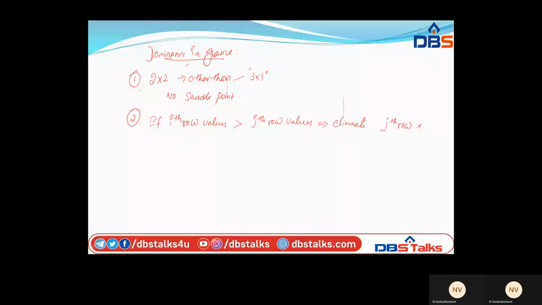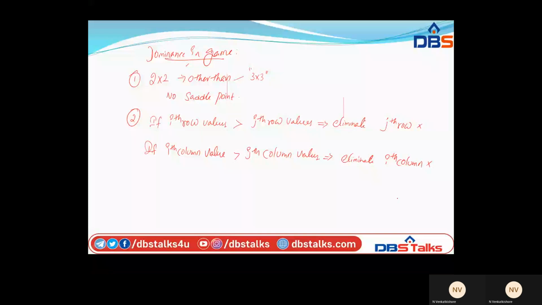Then if you consider the ith column values greater than the jth column values, eliminate the ith column values. So the ith column we need to eliminate. See here, once again I am repeating. If the ith row values are greater than the jth row values, eliminate the jth one. If the ith column values are greater than the jth column values, eliminate the ith one. Okay. So now the table will become like this.